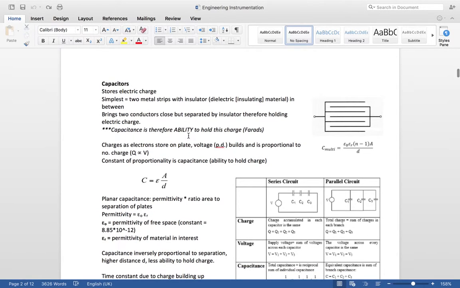Capacitance is therefore the ability to hold this charge, and it's measured in farads.